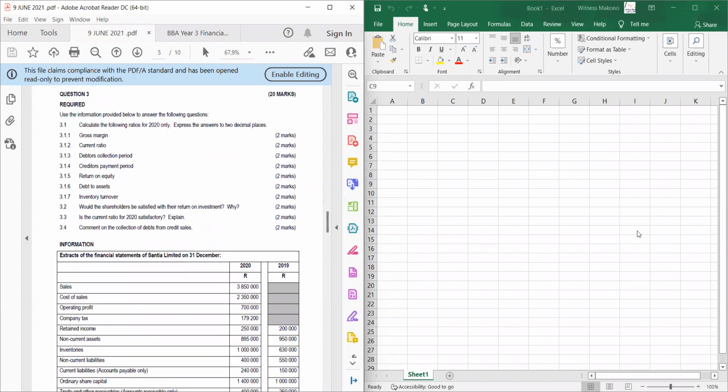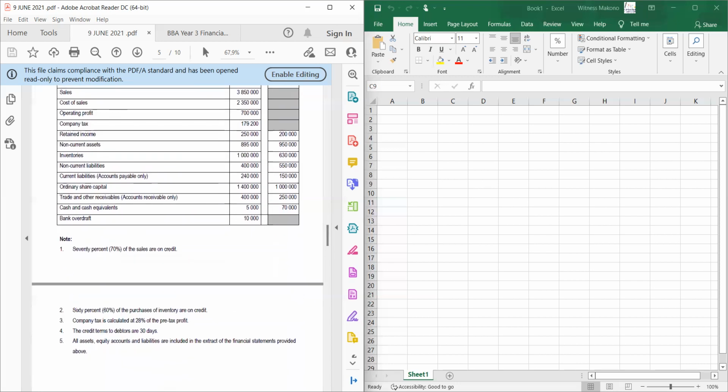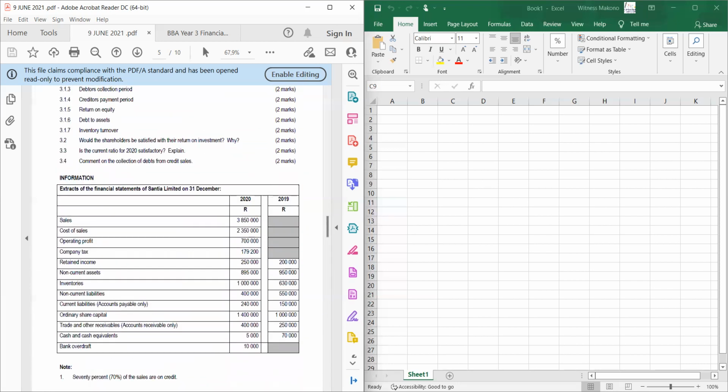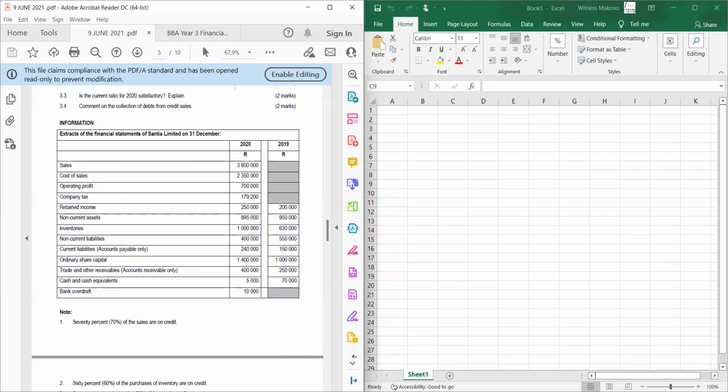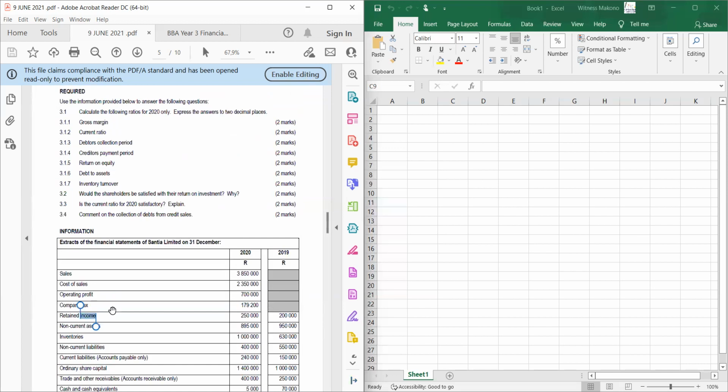All right, so let's start with this question here. It says, use the information below to answer the following questions. Calculate the following ratios for 2020 only. Express these answers to 2 decimal places. So when you are calculating ratios, you need to be using financial statements like the financial statements that are given down here. You use these financial statements, then you calculate your ratios.